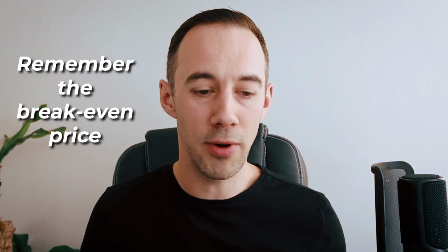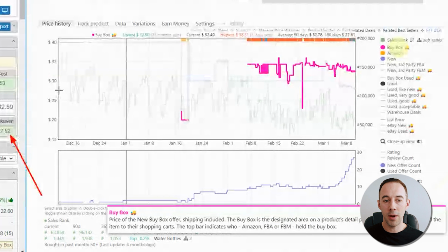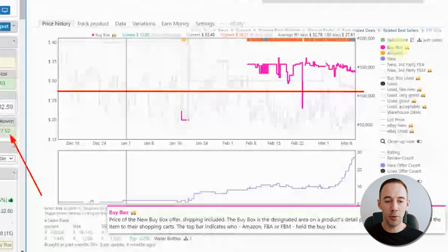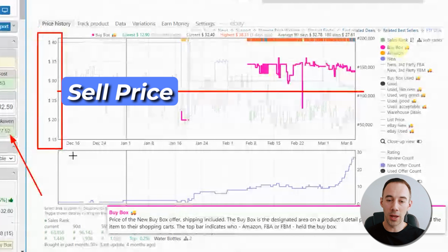Now I need to remember my break-even price. So let's come back and say my break-even price is up here, and that's $27.52. So probably around this mark right here. You probably notice I'm looking at these prices right here. These are going to be the sell price that I'm looking at on the Keepa chart.